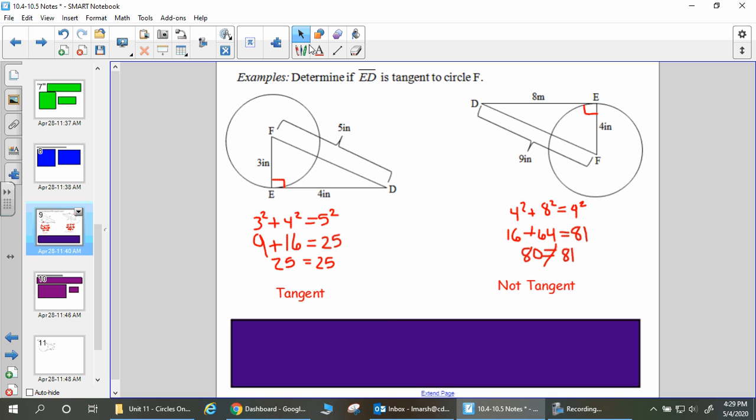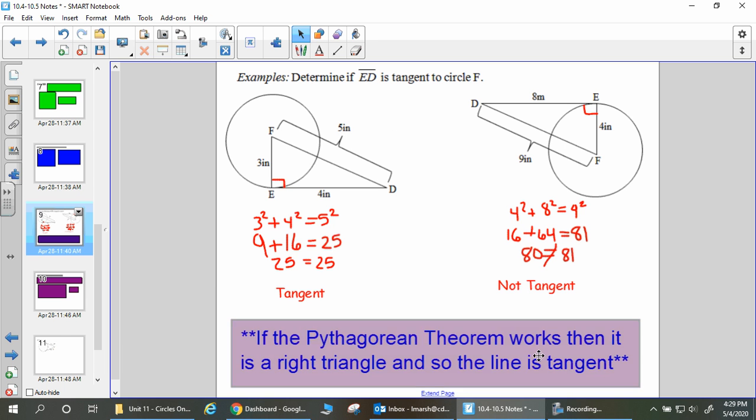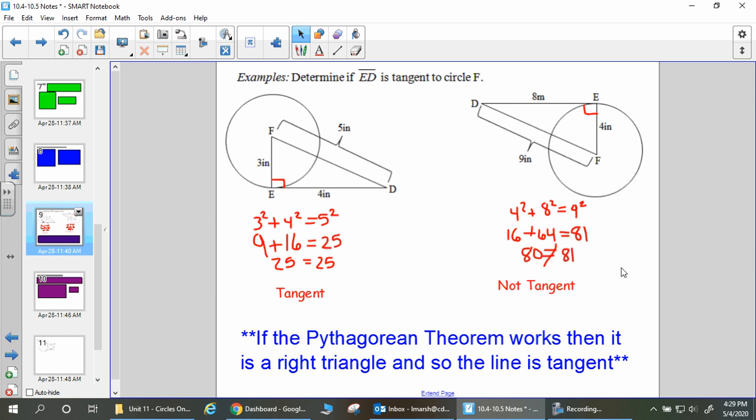Okay, in terms of why this is working, basically if your Pythagorean theorem works, then it has to be a right triangle, so it's tangent. So when my Pythagorean theorem does not work, like on the question on the right, that's because this is not actually a right angle, and therefore it doesn't hold true. When the Pythagorean theorem fails, it's because you're trying to use it on a non-right triangle.